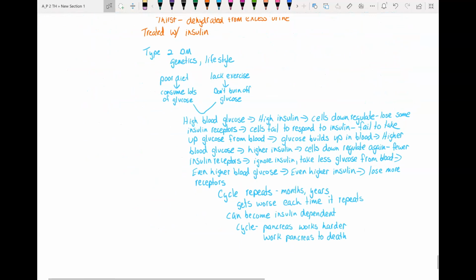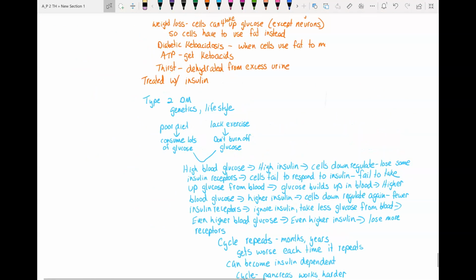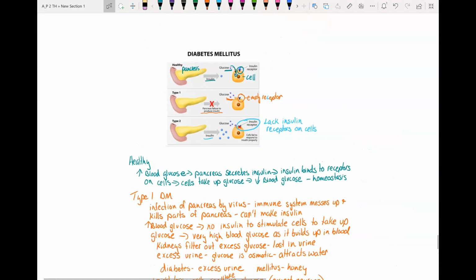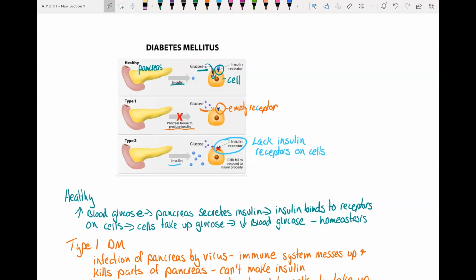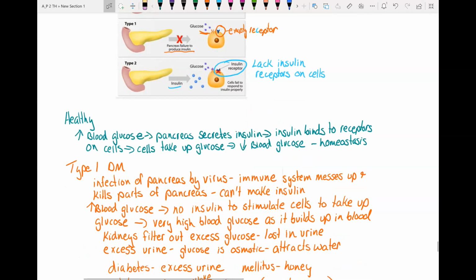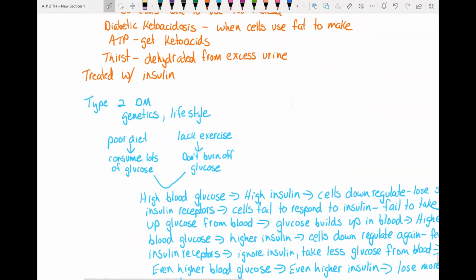So that is type 2 diabetes mellitus. So hopefully now diabetes and why those symptoms of diabetes occur makes sense.